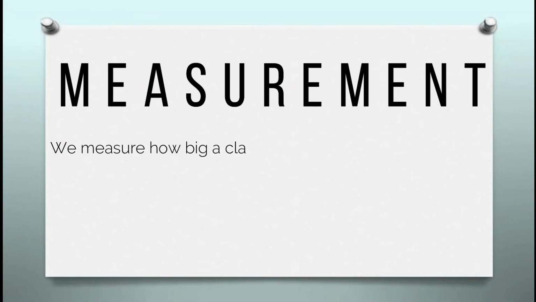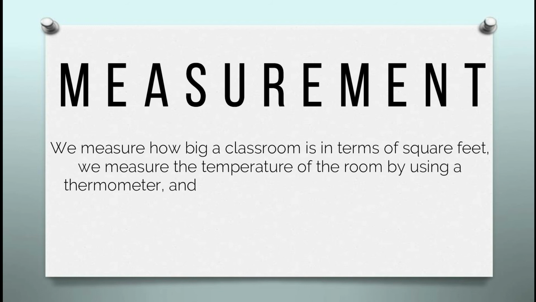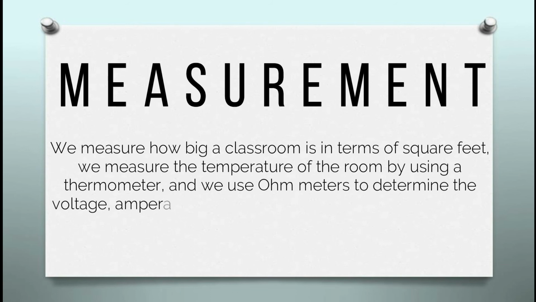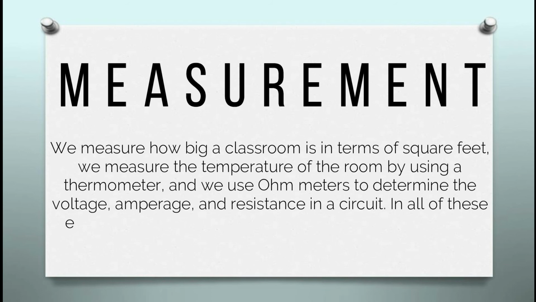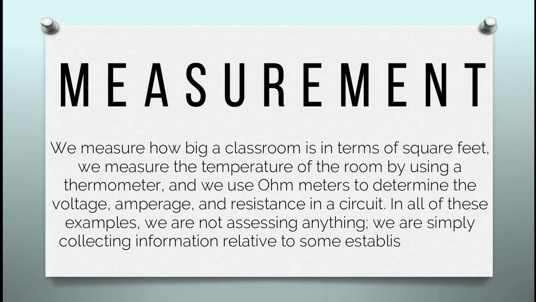We measure how big a classroom is in terms of square feet, and we measure the temperature of the room by using a thermometer. And we use ohmmeters to determine the voltage, amperage, and resistance in a circuit. In all of these examples, we are not assessing anything. We are simply collecting information relative to some established rule or standard. Assessment is therefore quite different from measurement and has uses that suggest very different purposes.